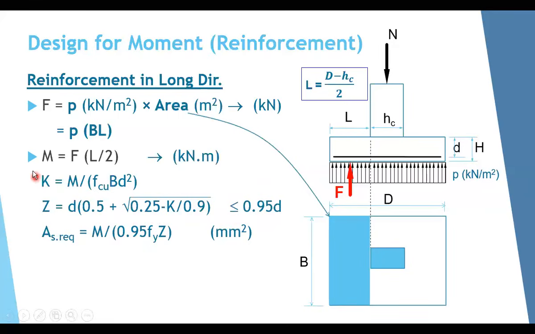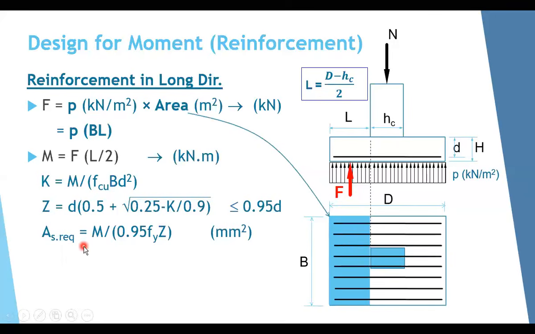Of course, calculating the moment here until this step, every code is using the same. About calculating the reinforcement, based on which code you are using, you can calculate the area of the steel reinforcement. According to the BS code, these are the equations. We calculate K, we calculate Z, and we calculate the As required. And keep in mind that the As required will be the whole reinforcement here in the long direction. So this area means the whole reinforcement in the long direction.